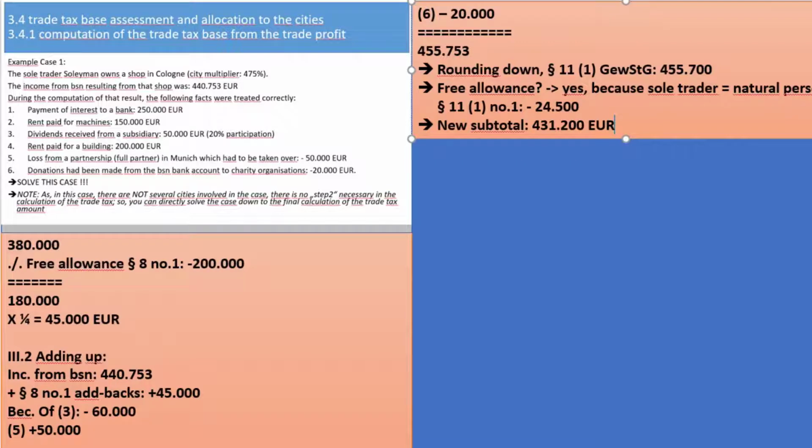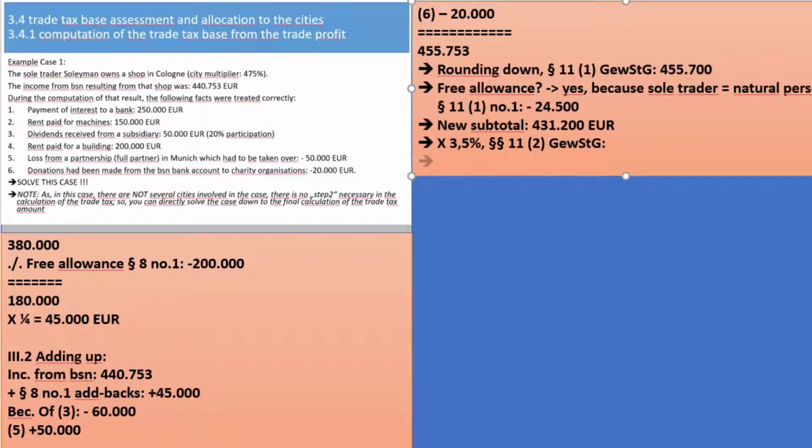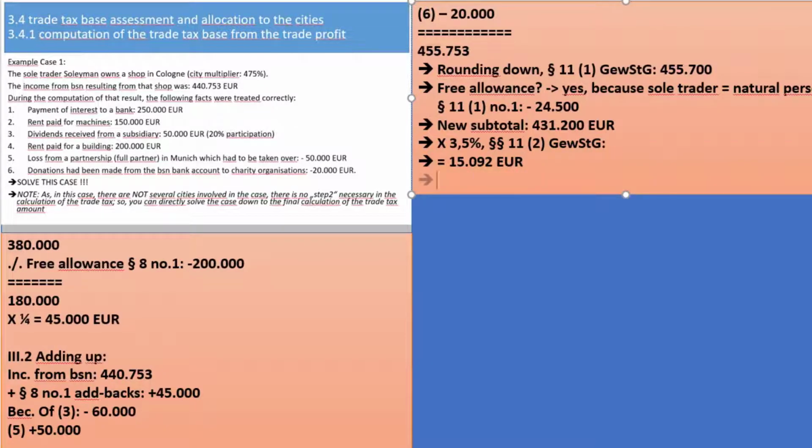And what do we have to do now? The same thing taken times 3.5%. 11.2 trade tax. So again, let's take refuge to the calculator. And if I'm not mistaken, that's 15,092 euro.